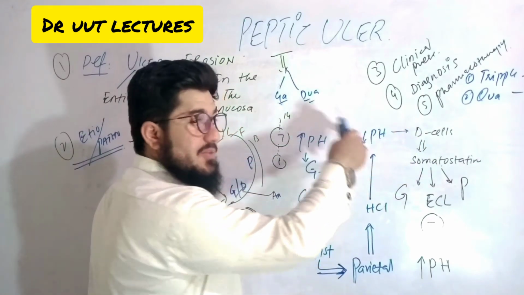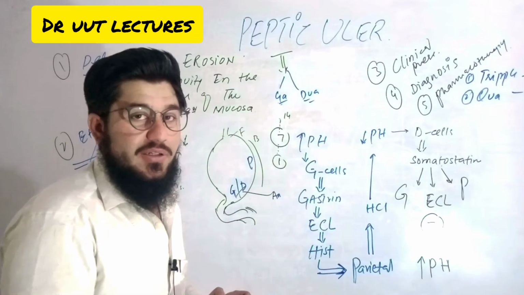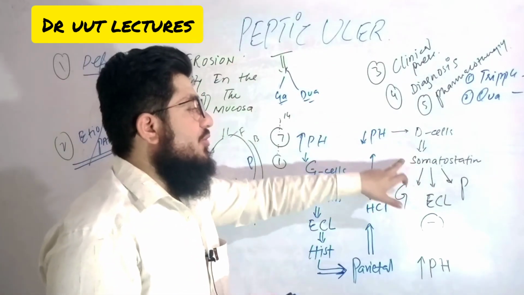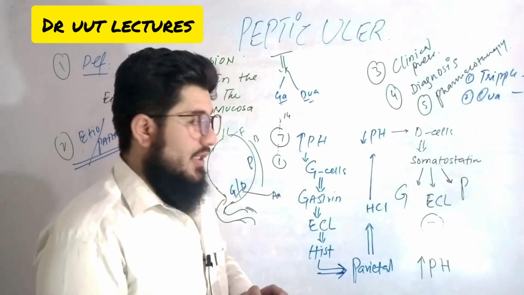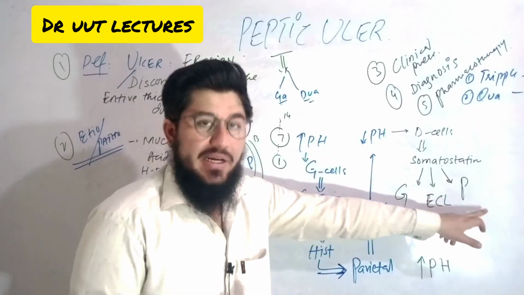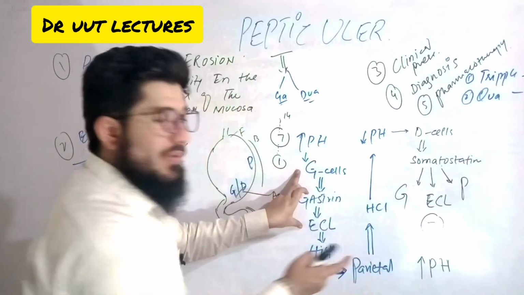If the pH is becoming down, a point will come where D cells will be stimulated. Then those D cells, when they are stimulated, are responsible to release somatostatin. Now those somatostatins are responsible to inhibit G cells, ECL, and parietal cells. These three cells will be inhibited.